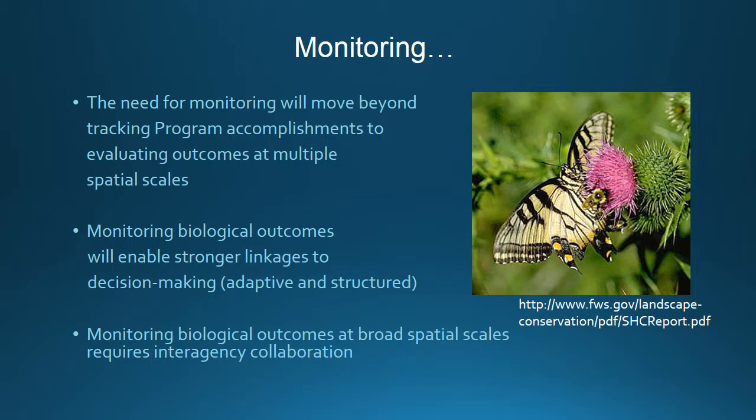Monitoring required for this process is more than just tracking program-centric accomplishments, but rather evaluates resource-centric outcomes at multiple spatial scales. By monitoring biological outcomes, stronger decision-making is accomplished by learning and structuring linkages to direct measurement and data acquisition. At the heart of this success is monitoring biological outcomes at broad spatial scales. This cannot be done alone or by a single group. Rather, it requires interagency and stakeholder collaboration.